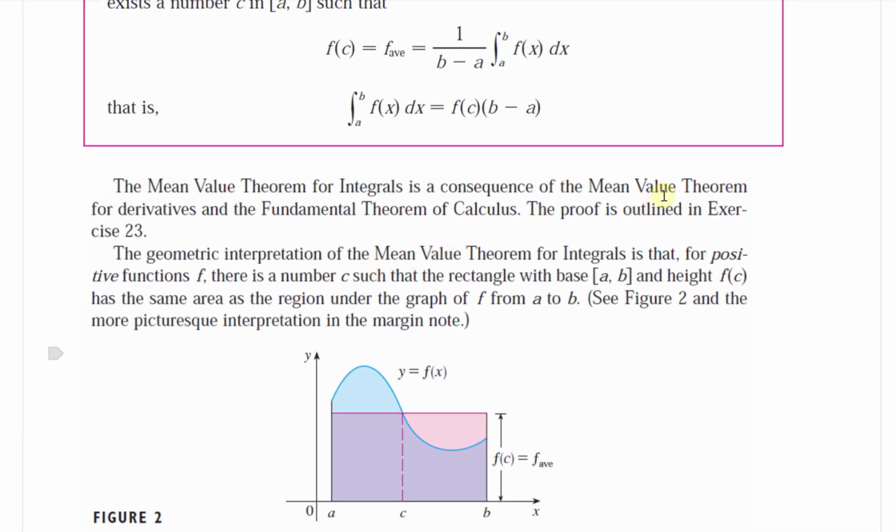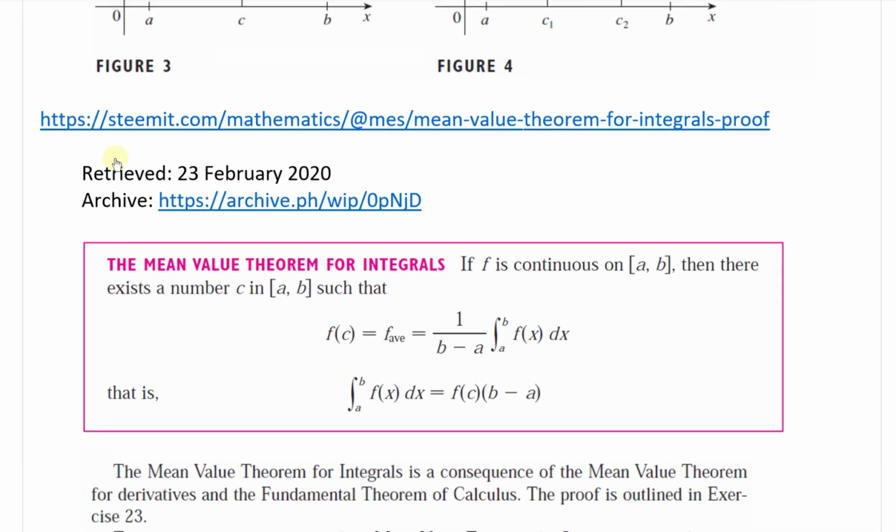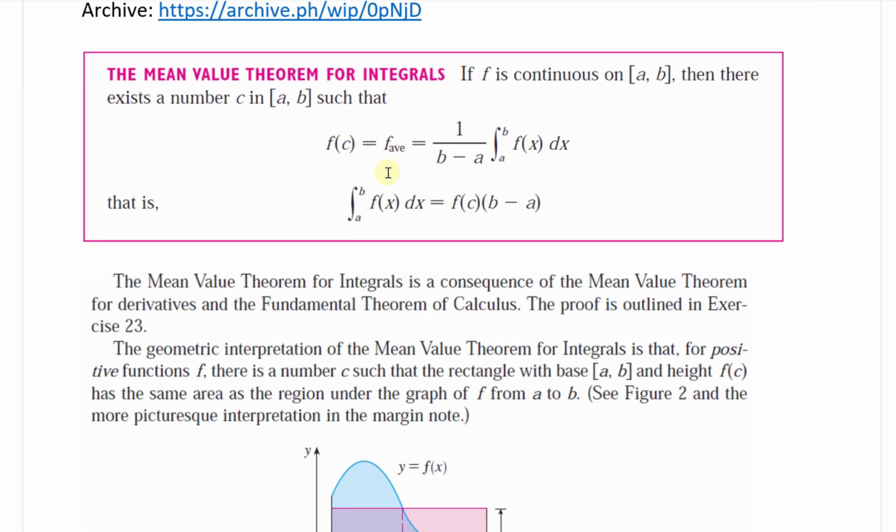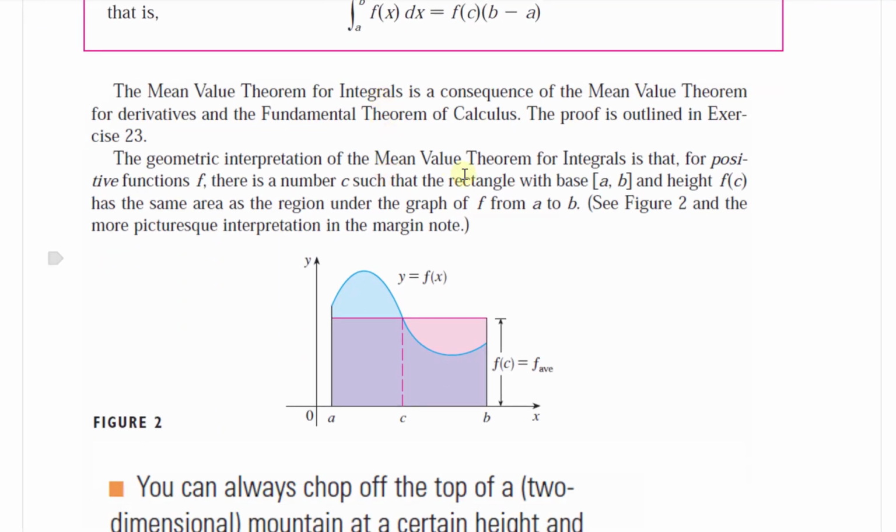The mean value theorem for integrals is a consequence of the mean value theorem for derivatives and the fundamental theorem of calculus. The proof is outlined in exercise 23, in this link there. The geometric interpretation of the mean value theorem for integrals is that for positive functions f, there is a number c such that the rectangle with base from a to b and height f of c, this rectangle in pink over there, has the same area as the region under the curve.